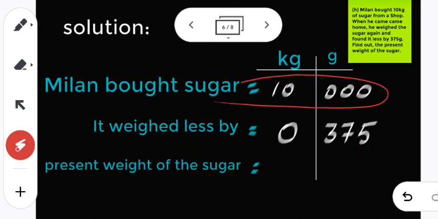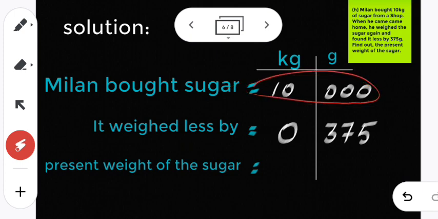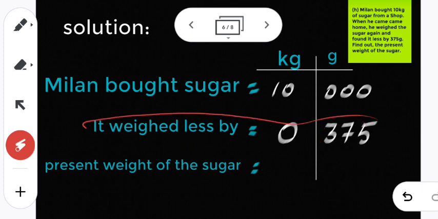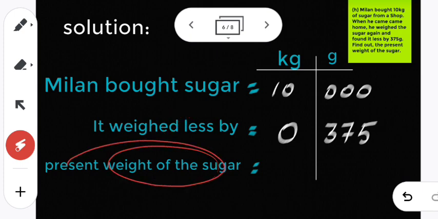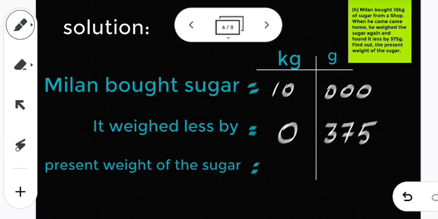So this is the total weight, how much he has bought. There is no gram, so in that place you have to put 0 only. And this is how much it is less, so with that statement you have to write this gram here only. Don't mix up and write it there. Since this much is less, you have to minus. So to find the present weight, you have to minus. Let's minus now.